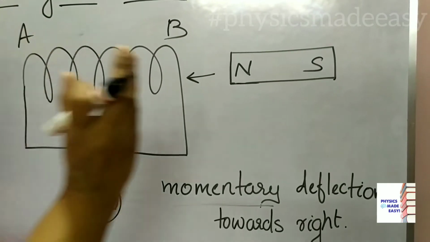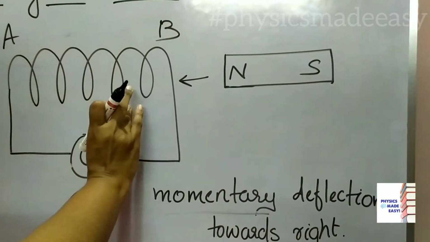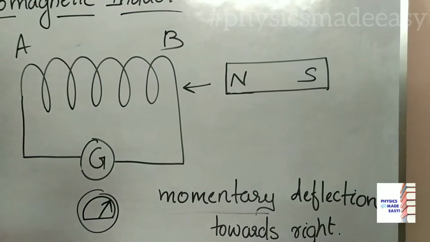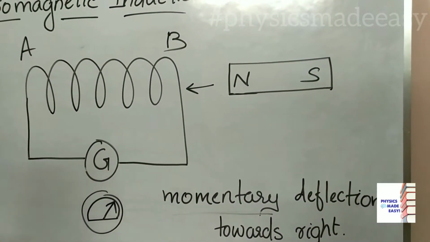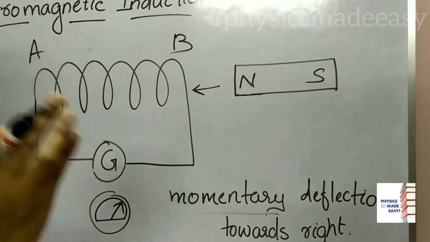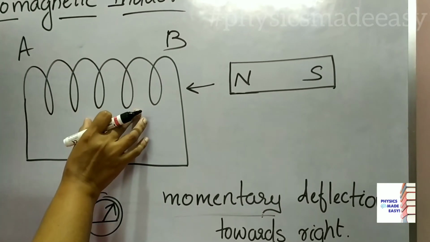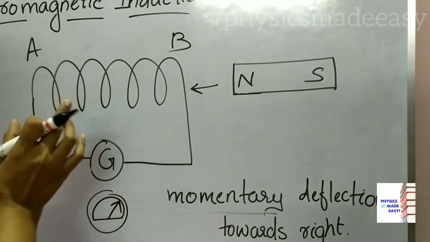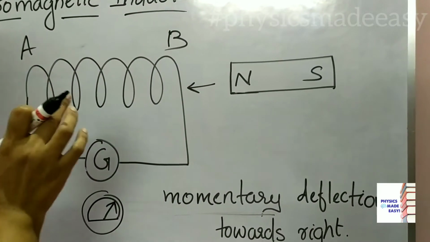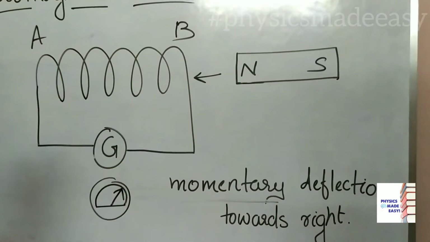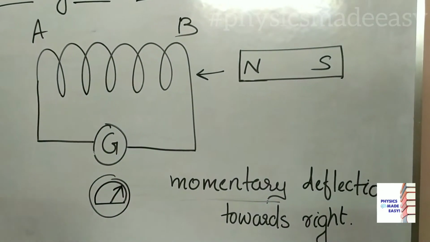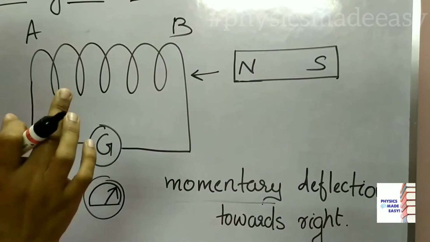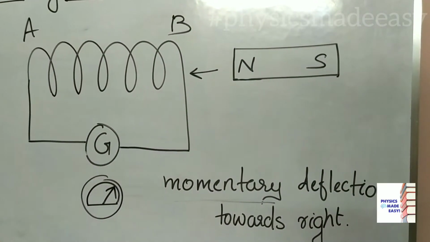Due to the movement of the magnet towards the coil or away from the coil, there is a change in the magnetic field, the magnetic flux. What will happen is that a current will be generated. Due to this movement a potential difference will be there, and due to that a current will be generated in this coil, and you can see the presence of current by the deflection in the galvanometer.